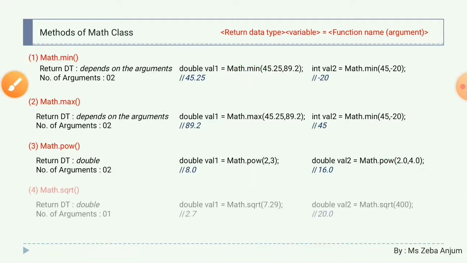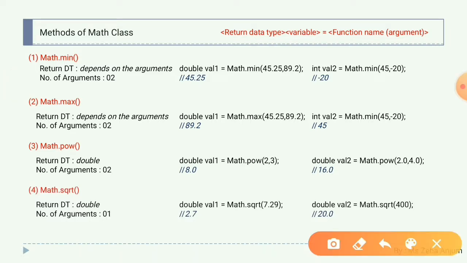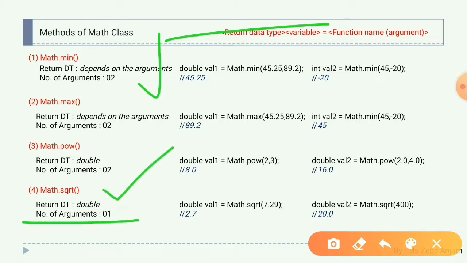Now moving forward with your fourth mathematical function, that is your Math.sqrt, square root. Yes, over here we are going to calculate your square root. See, the return data type is double. The number of arguments is 1.